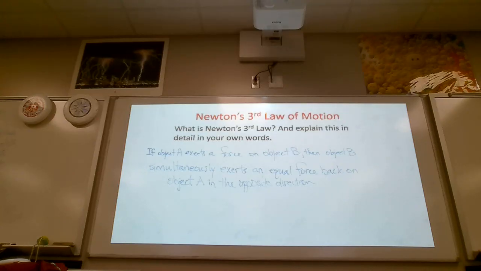A little bit more verbose than for every action there's an equal and opposite reaction, but here's my thought, here's my hope: my hope is that you won't have to memorize this. You'll just have, for every action, there's an equal and opposite reaction, but you'll be able to apply it correctly. That's my hope.